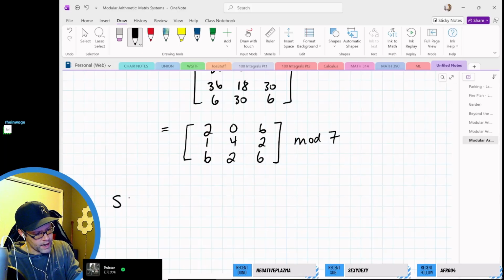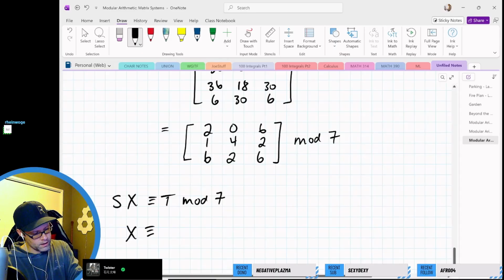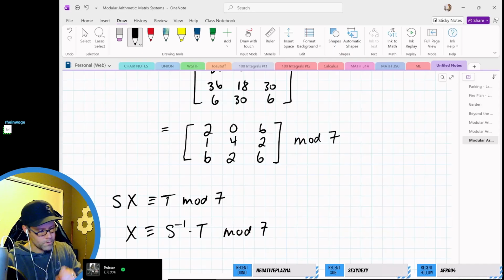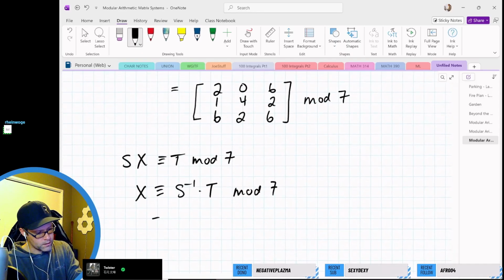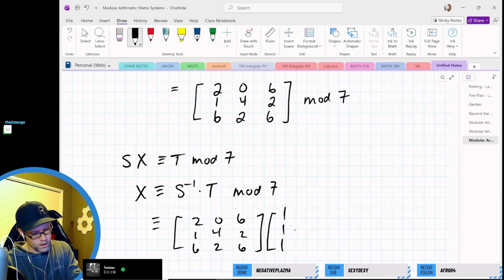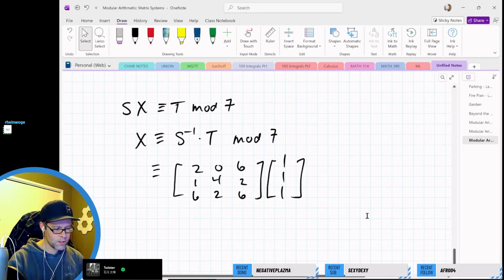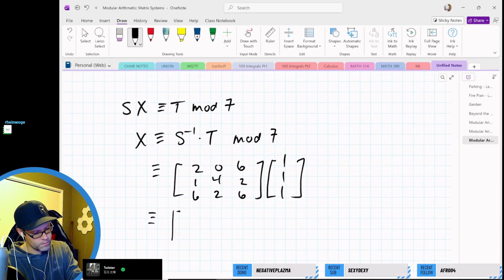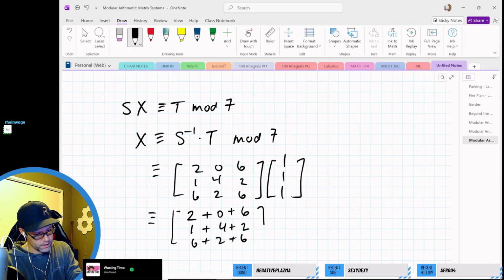So the original problem was S x congruent to t mod 7. So x should be congruent to S inverse times t mod 7. We know what S inverse looks like. It's 2, 0, 6, 1, 4, 2, 6, 2, 6. Our constant vector was 1, 1, 1, so we just need to do a multiplication here, and that should give us our final answer. Okay, so 2 plus 0 plus 6. We have 1 plus 4 plus 2, 6 plus 2 plus 6.